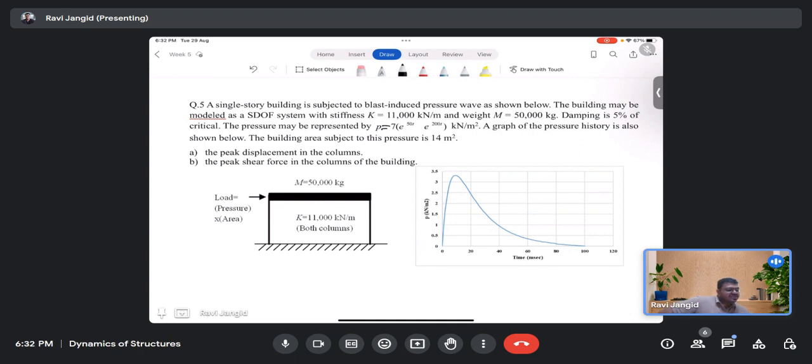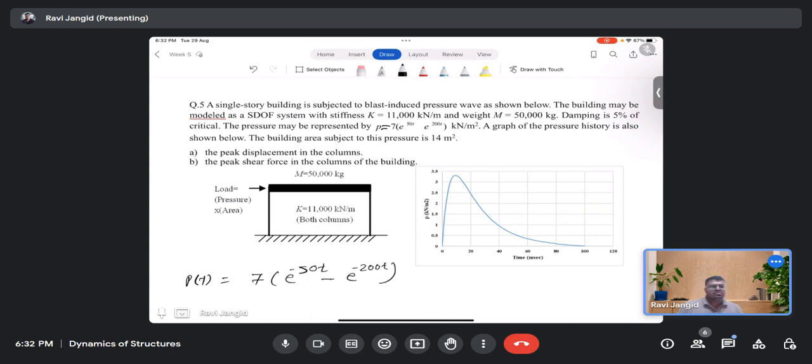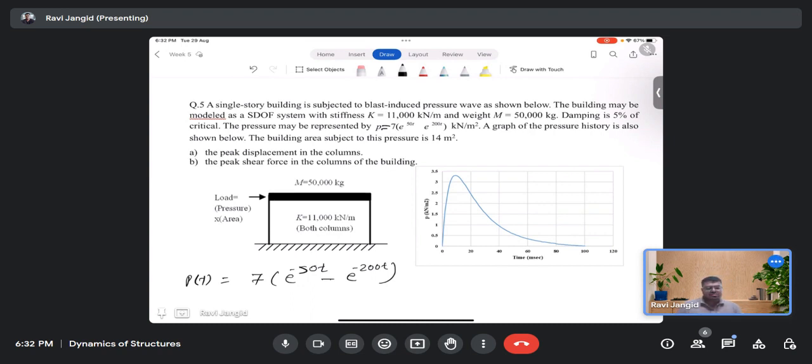So the pressure may be presented in terms of the equation P equal to 7 e raised to power minus 50t minus e raised to power minus 200t. Let me write it: 7 into e raised to power minus 50t minus e raised to power minus 200t. Okay, so this is the pressure given to us.